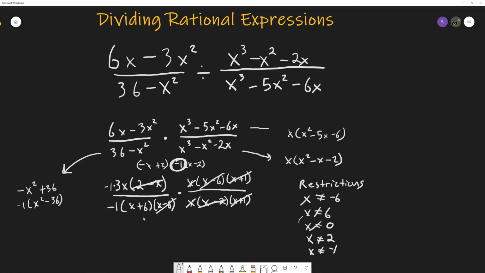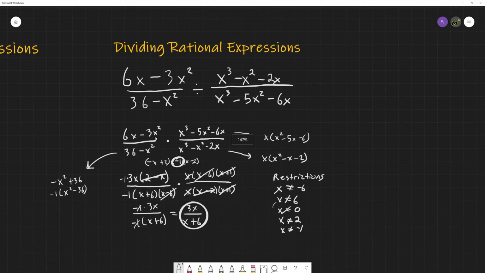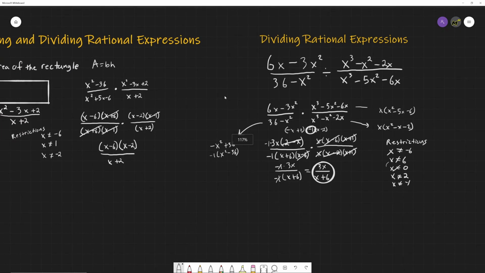It looks like we've canceled all we can cancel, so that would leave us with a negative 1 times 3x in the numerator, and a negative 1 times x plus 6 in the denominator. The negative 1s also cancel each other out, leaving you with 3x over x plus 6. And that would be our simplified version, with our restrictions, so x could be any number in the domain except for those ones, and that is our simplified result. And that concludes dividing and multiplying rational expressions.